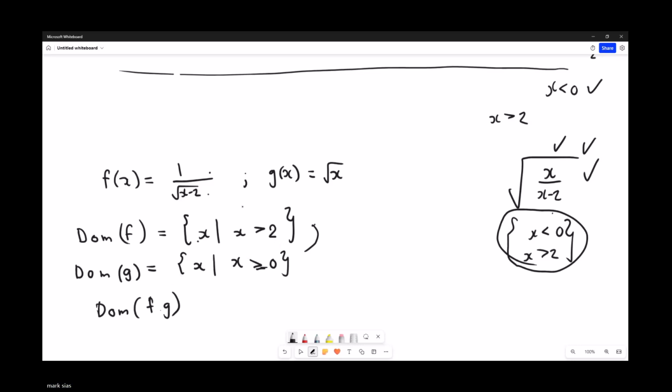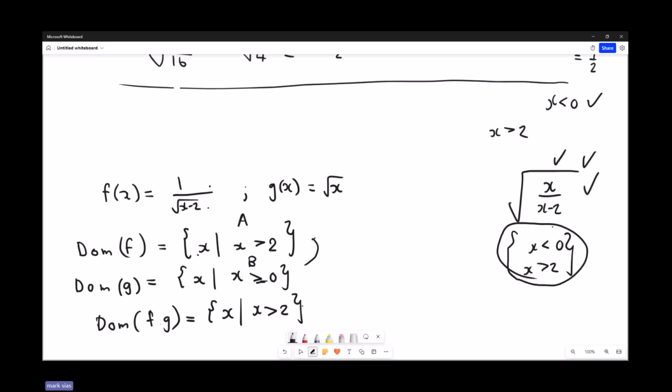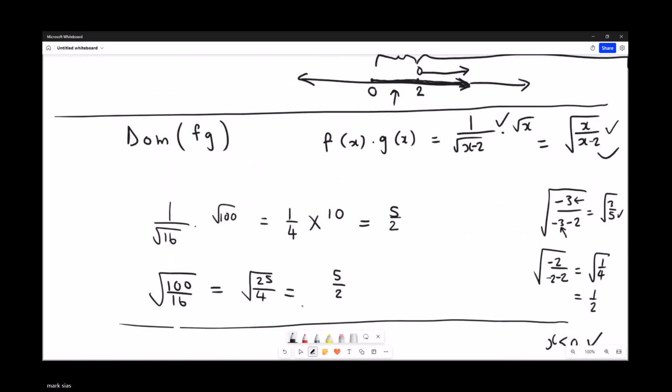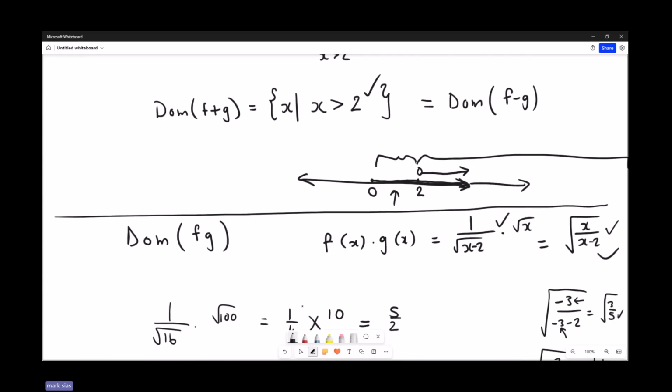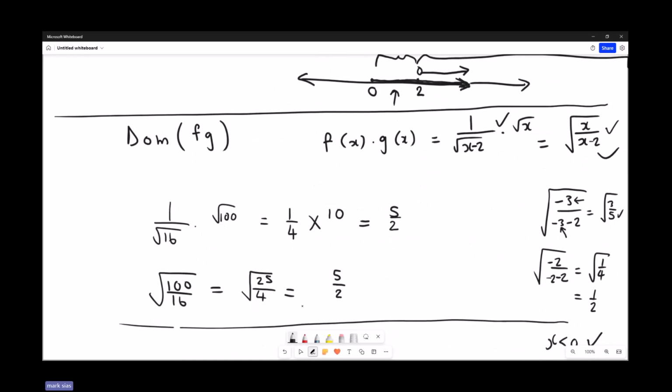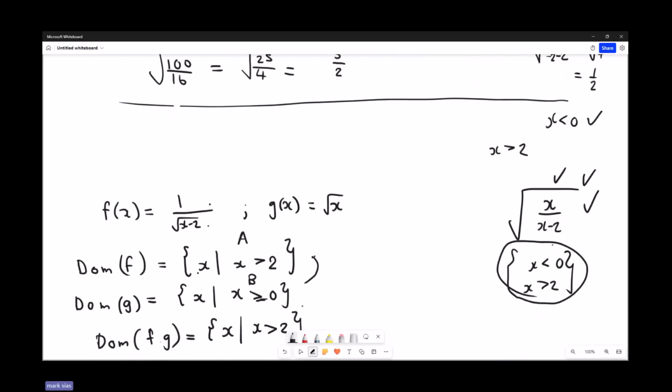So here's A and here's B. If we intersect that, we'll have the set of x such that x is greater than 2. Do you agree with me, guys? If we intersect that, it will be the same as the domain of the difference and the domain of the sums that we found up here. Yes, we do agree. You agree with me, okay?